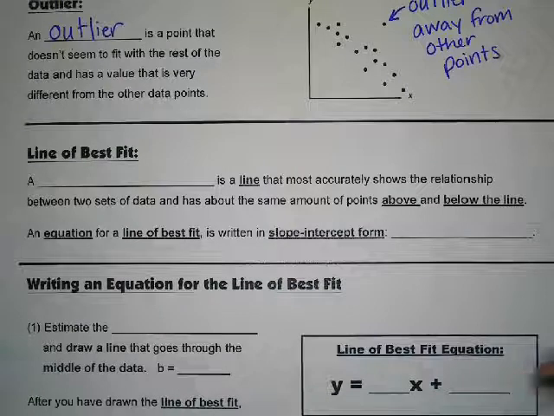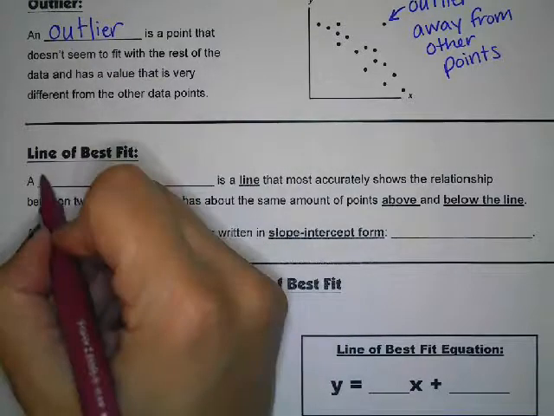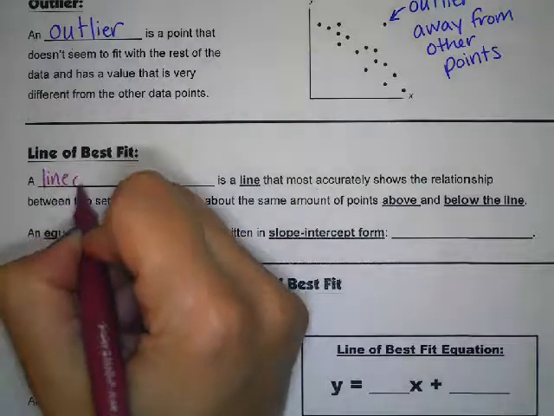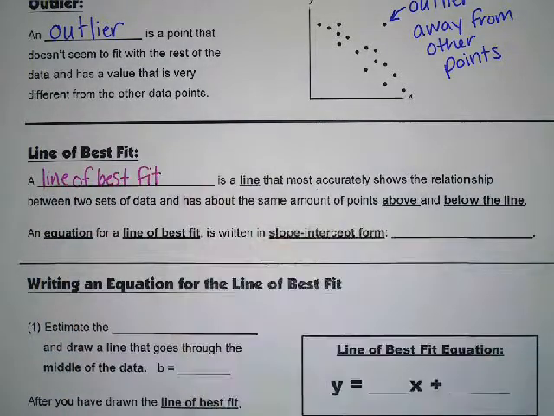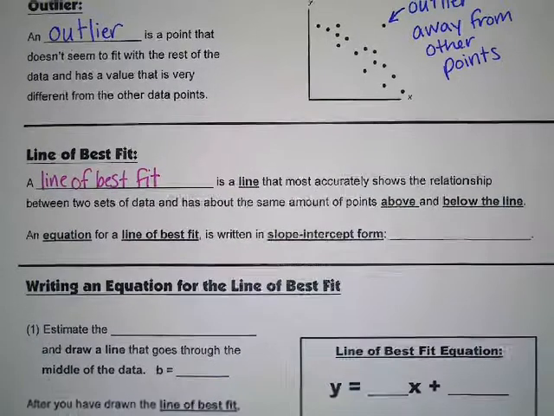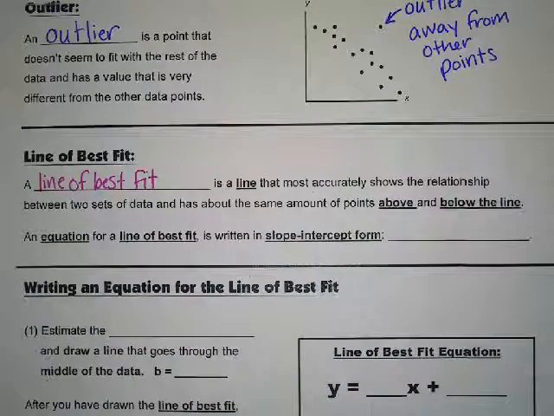So the next one is the line of best fit. So a line of best fit, so that goes in that blank right there, that's what we're defining. A line of best fit is a line that most accurately shows the relationship between two sets of data and has about the same amount of points above and below the line.